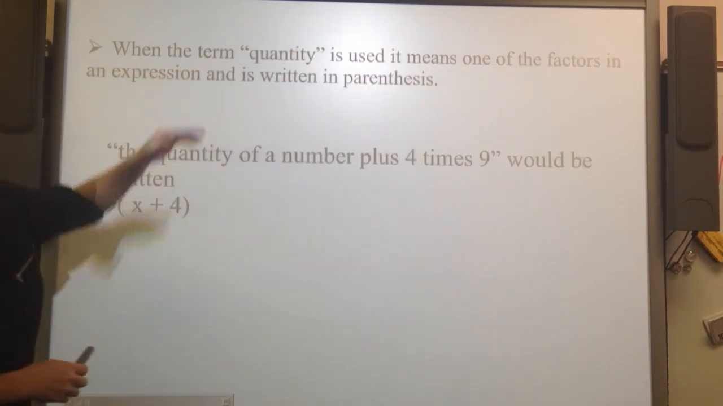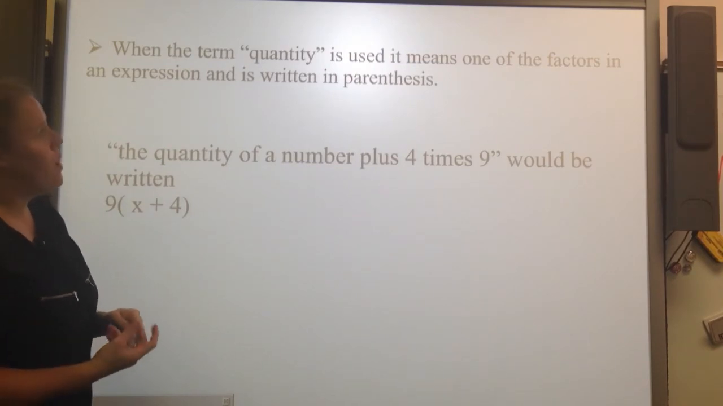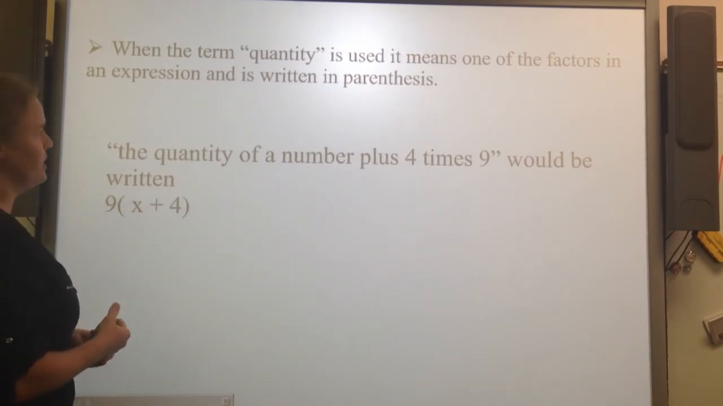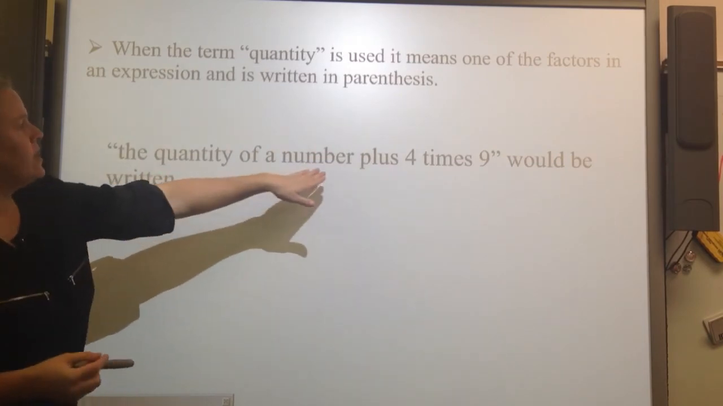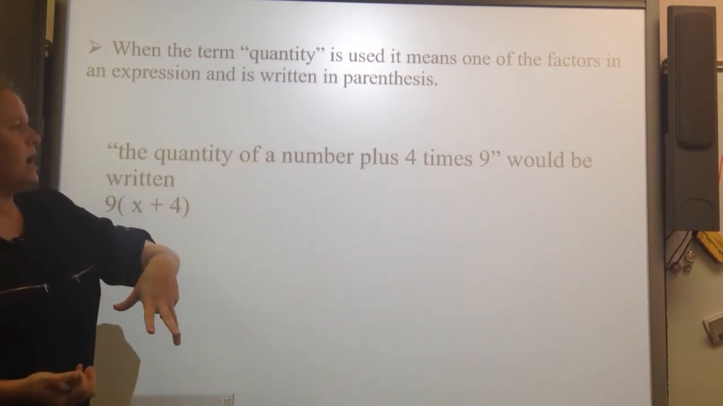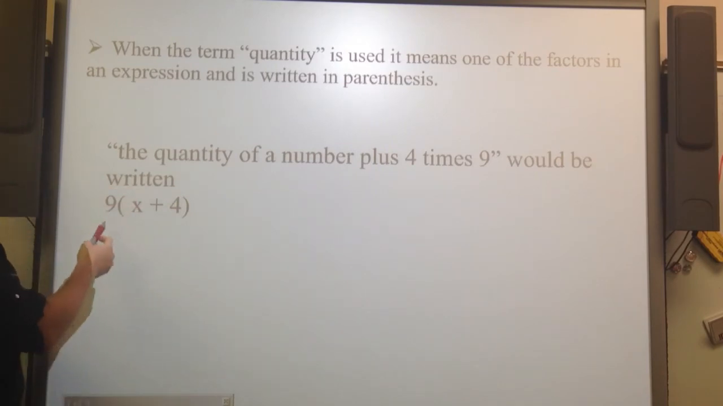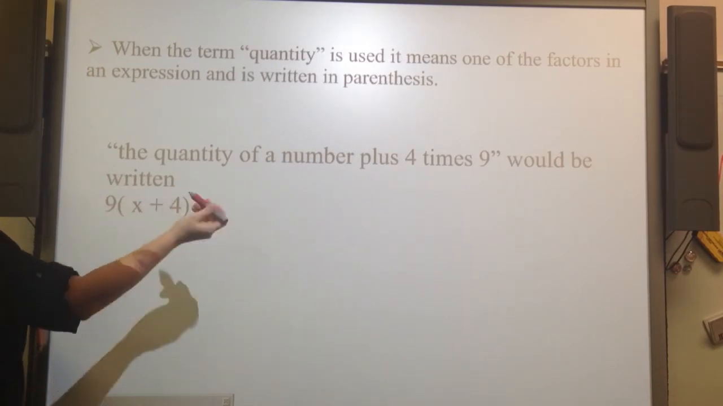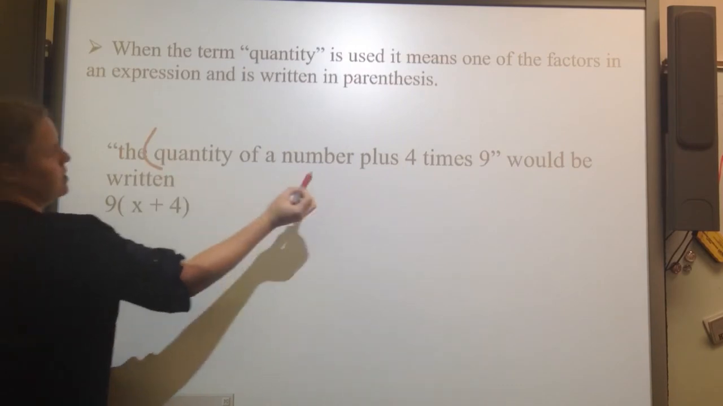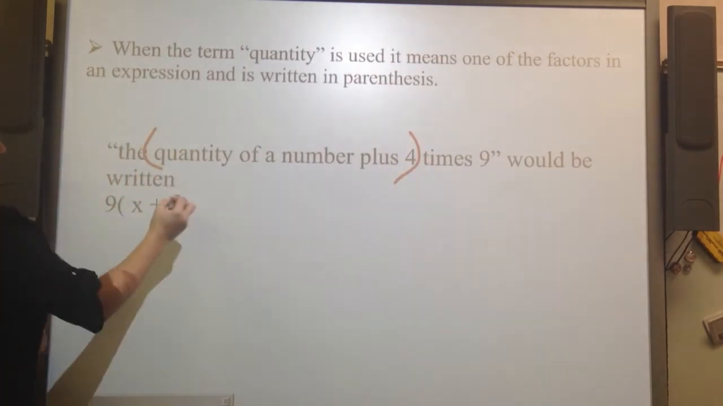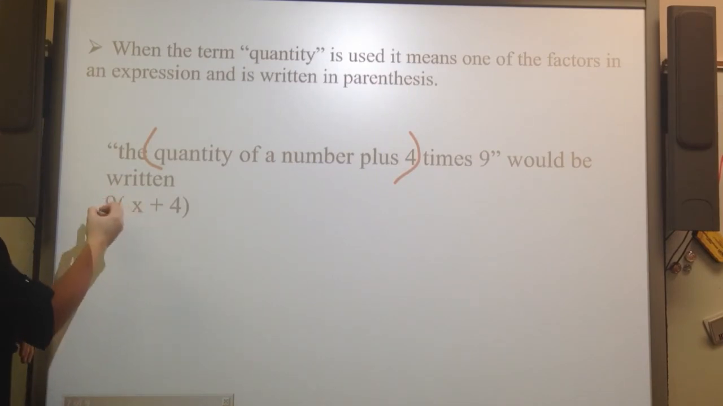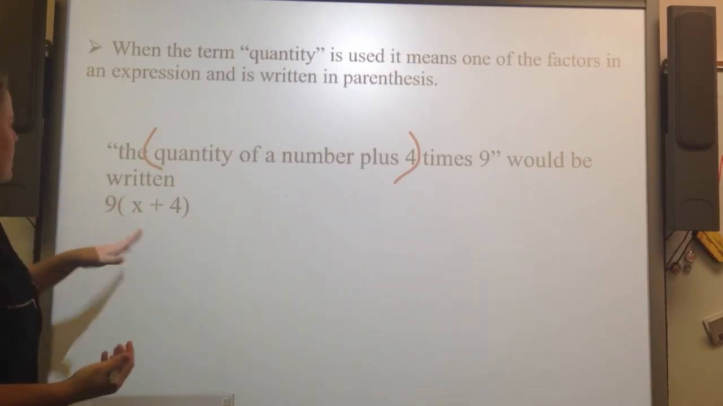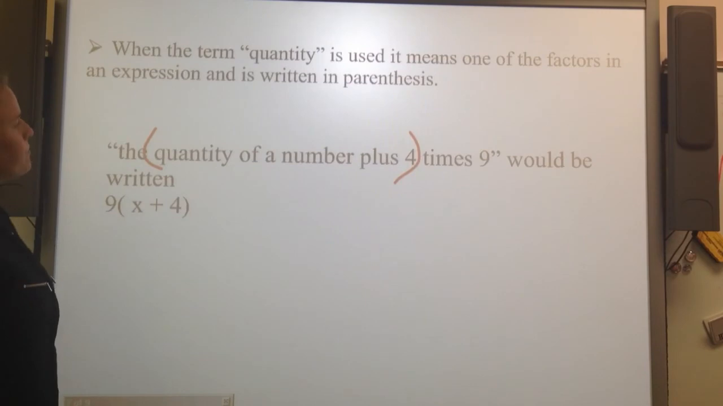All right, when the term quantity is used, it means one of the factors in the expression is written in parentheses. Okay? So the quantity of a number plus 4 times 9 would be written as the quantity of a number plus 4, right there together, times 9. And we typically put the number in front of the expression. That's just the way it's written. Okay, so we can distribute that evenly.